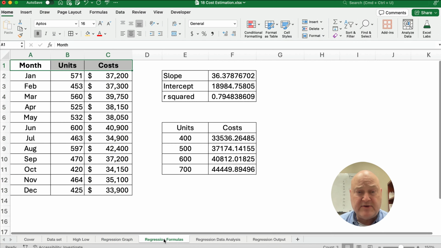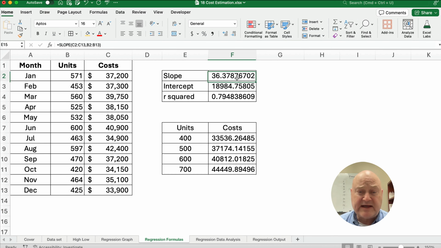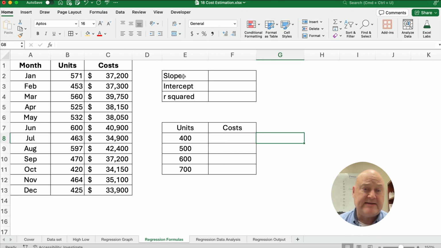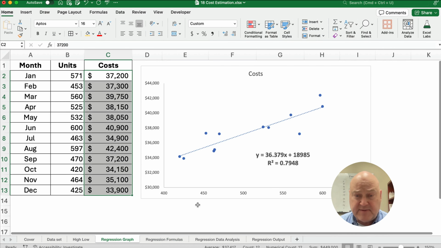Now, there's another way to do it. And so it looks like this. I'm going to get rid of some of these numbers. And we can calculate these numbers directly if you want to do that. So there's a function called slope. And let's think about what we have.